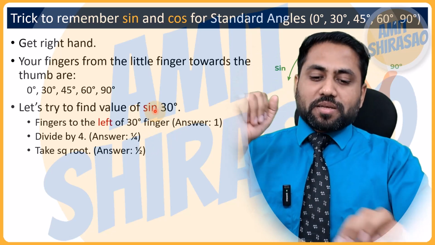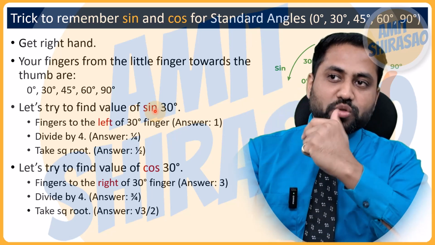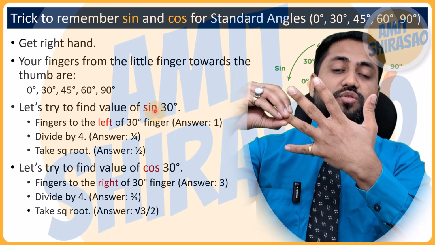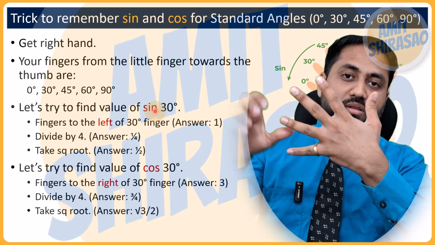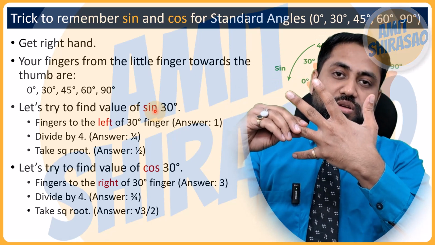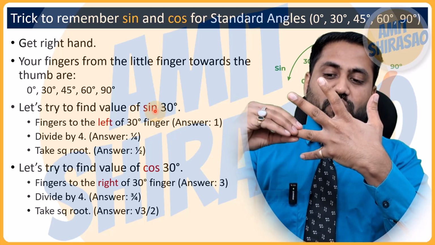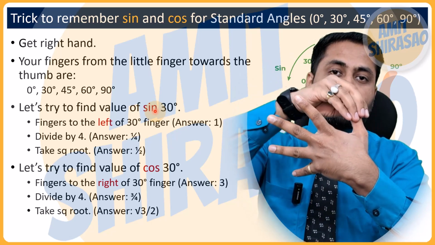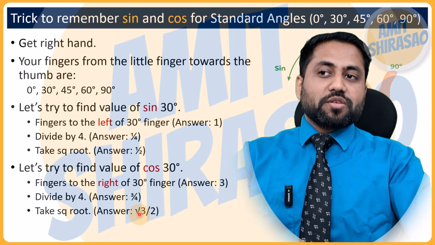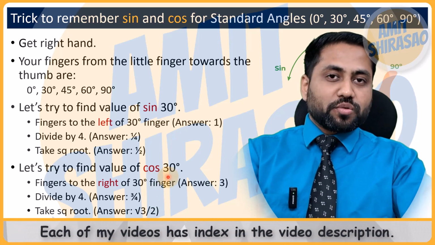Got the idea? Similarly, if you want to find cos of something, then the same right hand trick can be used. Let us say cos 30. So 30 degrees finger is this. Now in the case of sine, we used to count the fingers below the finger under consideration. Now we will count the fingers which are above the finger under consideration. So finger under consideration is 30 finger, right? Because we are finding cos 30. So how many fingers are above it? 1, 2, 3. Okay, so the first answer is 3. Then you divide it by 4, and then you take the square root of the whole thing, so it will be root 3 by 2. Okay, so cos 30 is root 3 by 2.